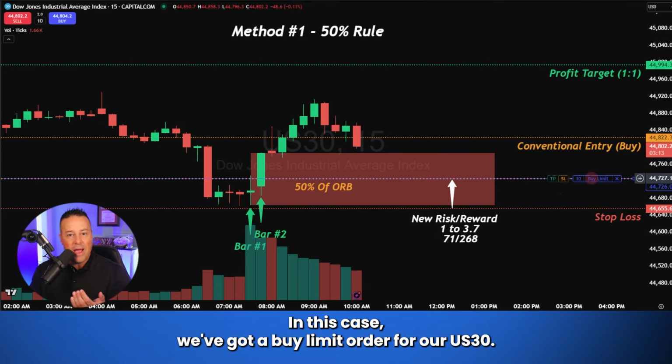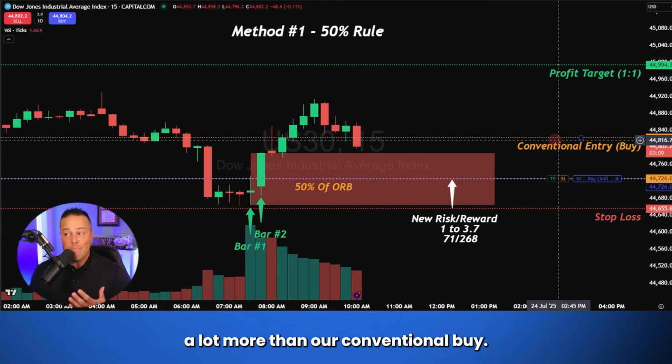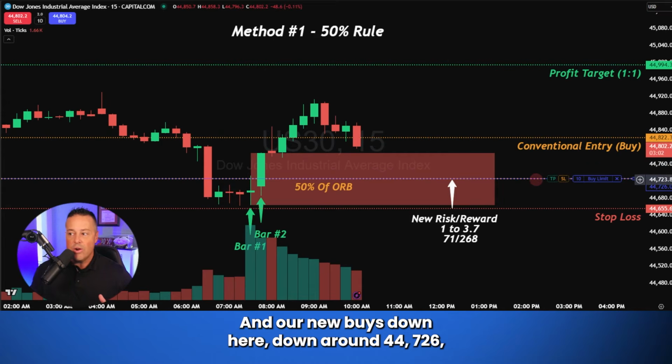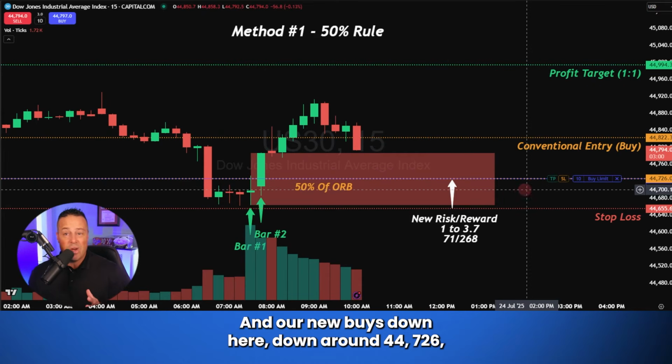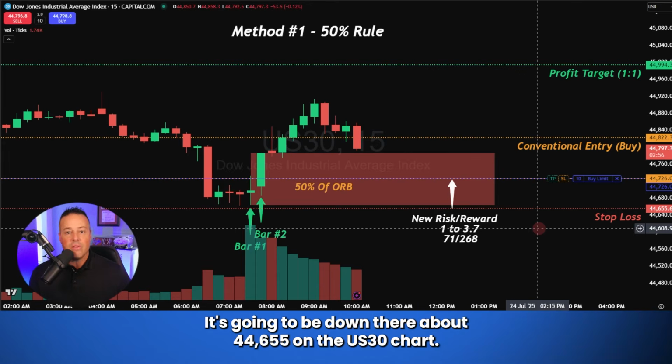In this case, we've got a buy limit order for our US 30, and that's going to improve our entry point a lot more than our conventional buy. So if our conventional buy was somewhere up there right around 44,822, and our new buy is down around 44,726, our stop loss isn't going to move. It's going to be the same, down there around 44,655 on this US 30 chart.